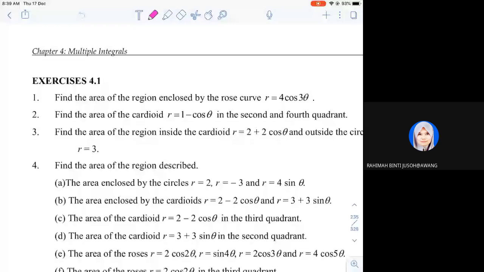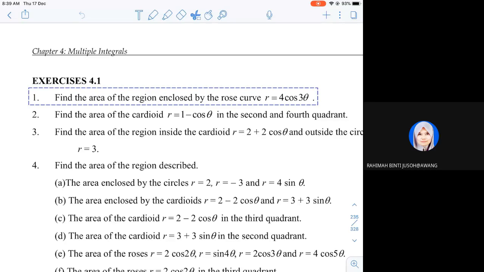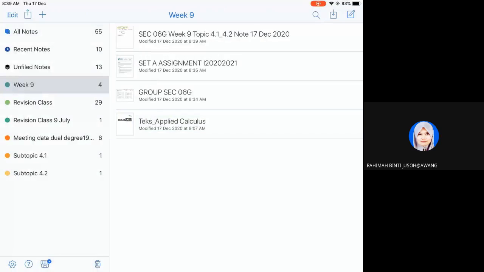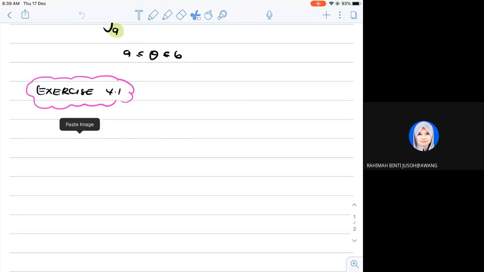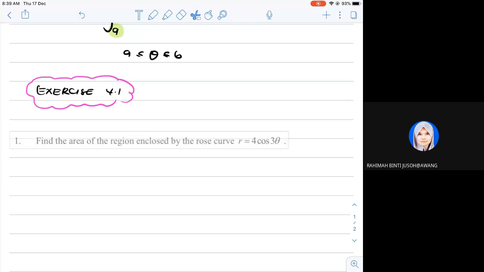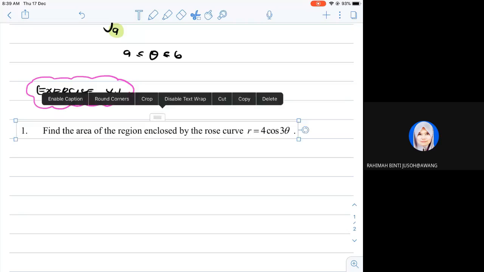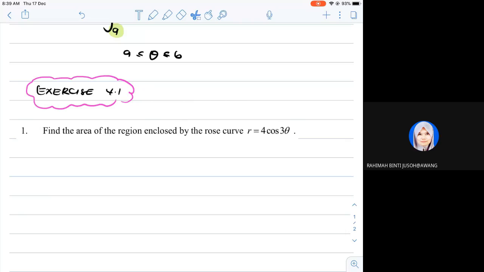Let us do the first question, for the rose curve. We have r equals 4 cos 3 theta. First of all, we need to sketch the region. Now, how many petals do we have here? For this rose curve, how many petals? Three petals. Very good.